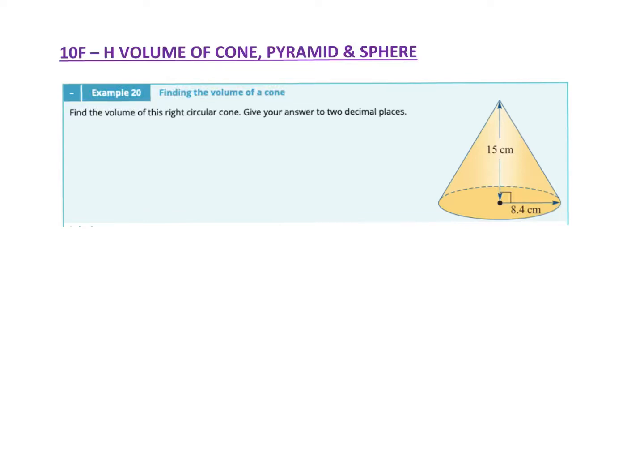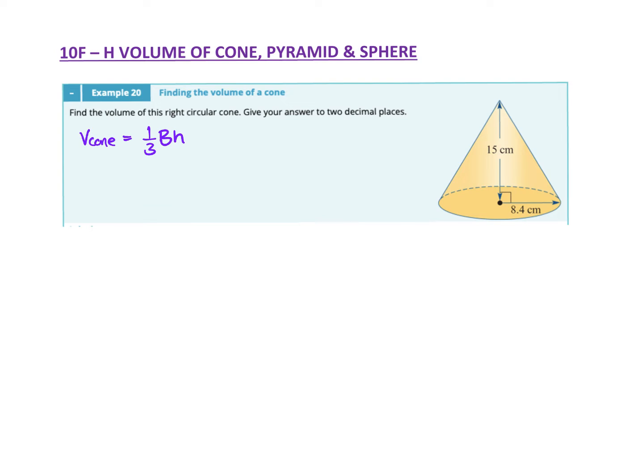Okay, so we're going to be looking at volumes of different shapes, and the first one we've got an example of is the volume of a cone. If you go and look at your formula sheet on the back of your notes, you'll see that you've got a formula for a cone. It says right circular cone, which is what they are. The volume of a cone is a third times B times H, where B is the base area.